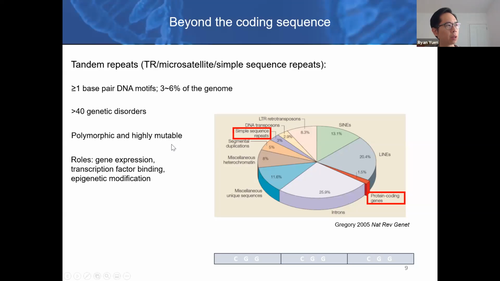We know that this category of repeats is highly polymorphic and mutable. But more importantly, we know very well about their potential effect on gene expression, which involves potentially affecting transcription factor binding or epigenetic modification such as DNA methylation. So if you compare to the protein coding region of the gene, which only encodes 1.5%, you can tell that there is a lot of potential that this repetitive region could contribute to complex disorders.